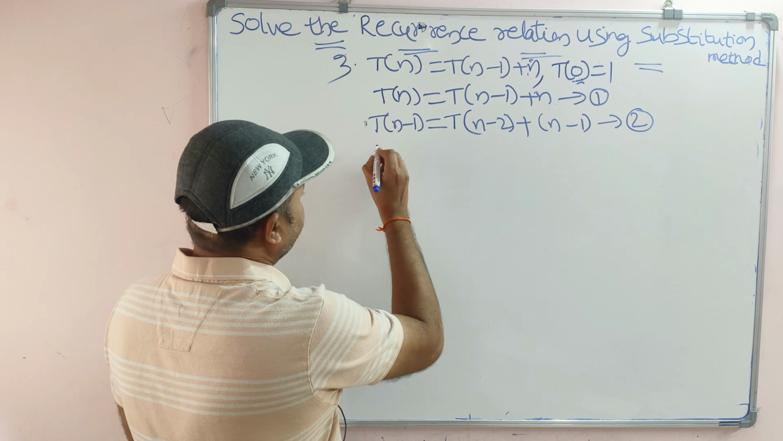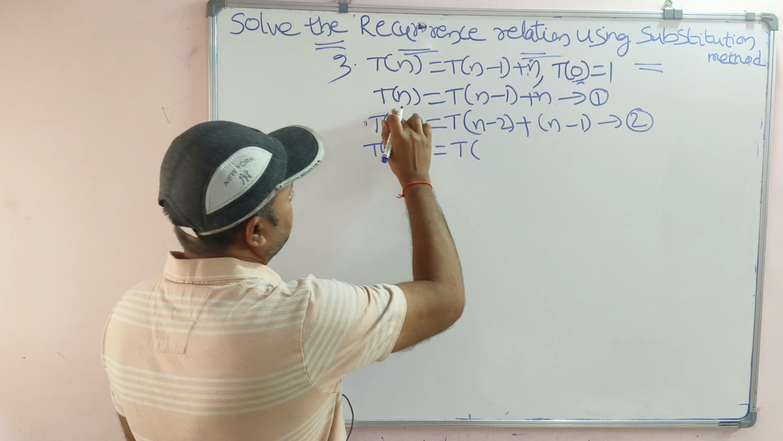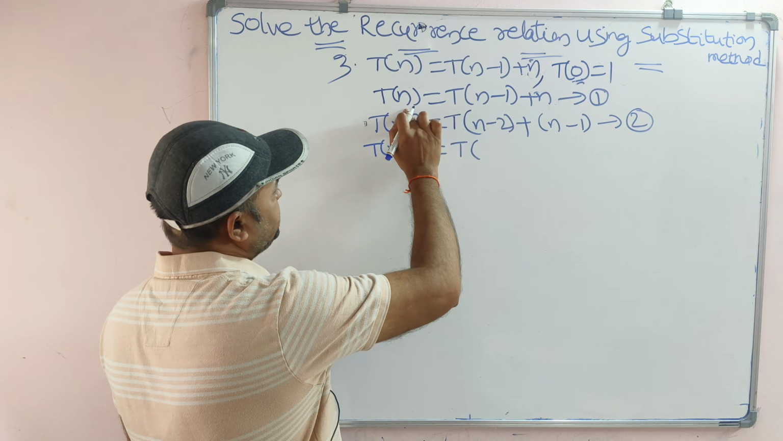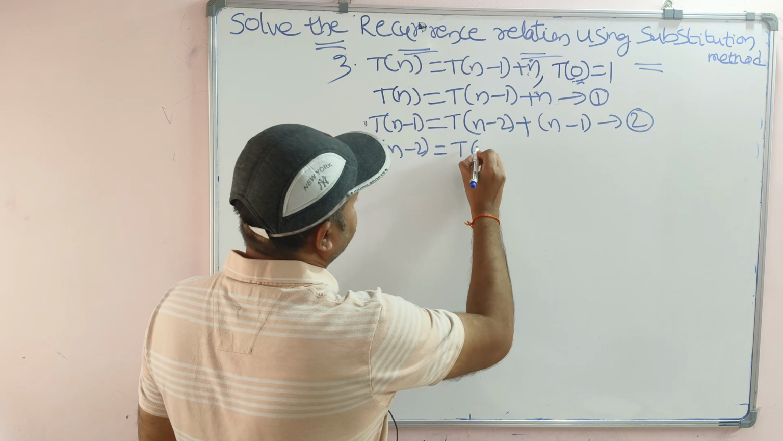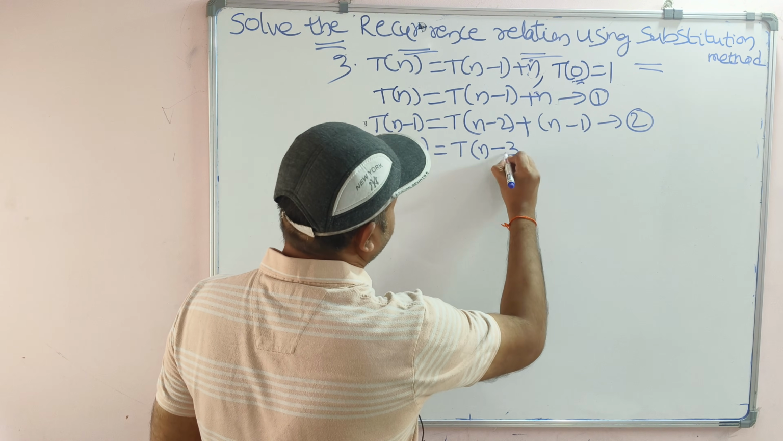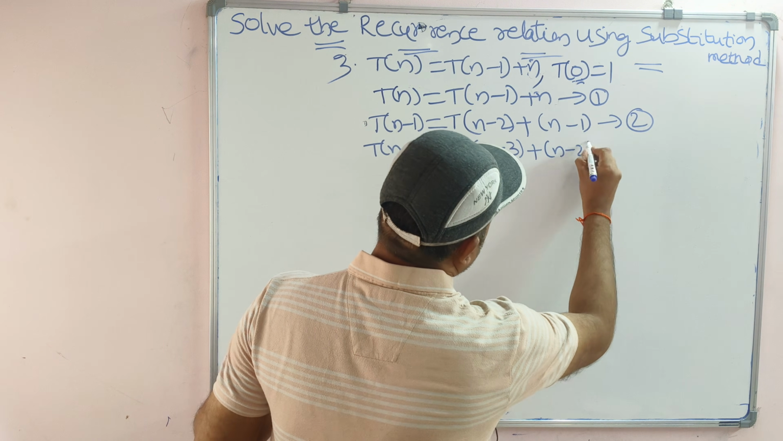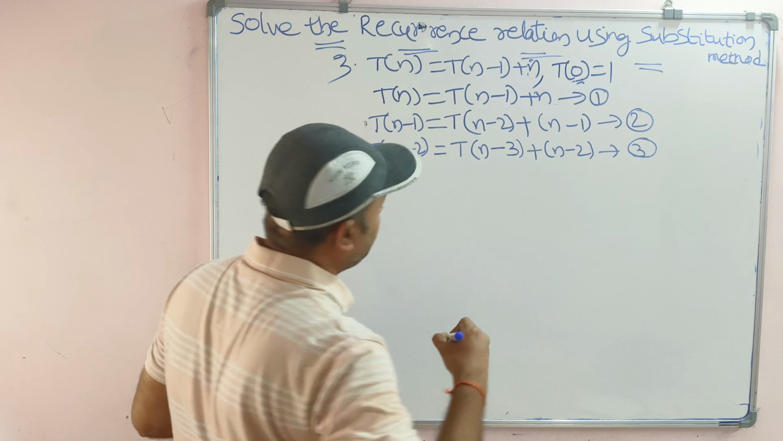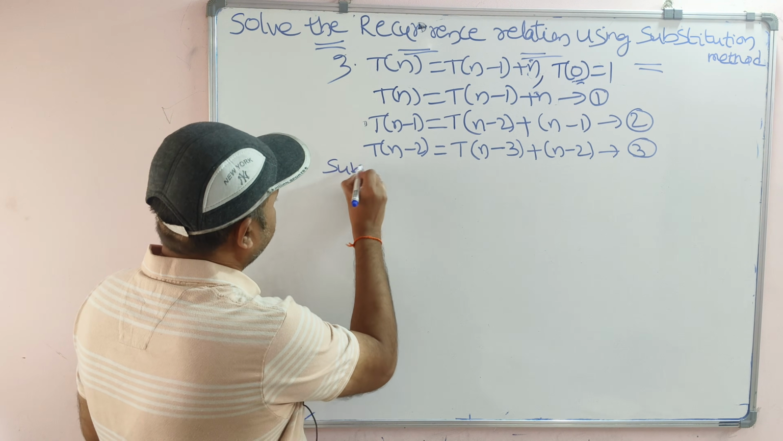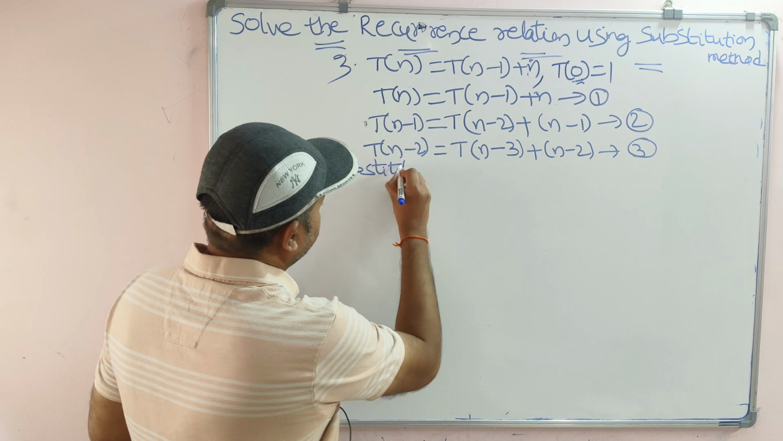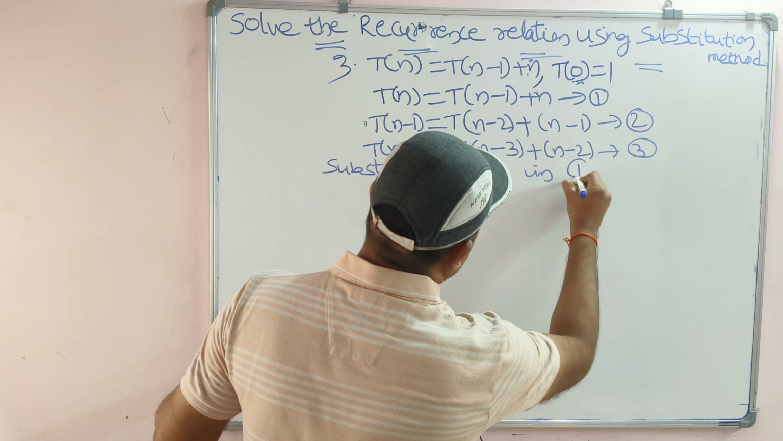Next here we have t of n minus 2. So obtain the formula for t of n minus 2. We know the formula for t of n. So in place of this n, substitute n minus 2. Then we will get n minus 2 minus 1. That is nothing but n minus 3 plus, in place of this n, substitute n minus 2. So this is nothing but the formula for t of n minus 2. So now substitute equation number 2 and equation number 3 in equation 1.